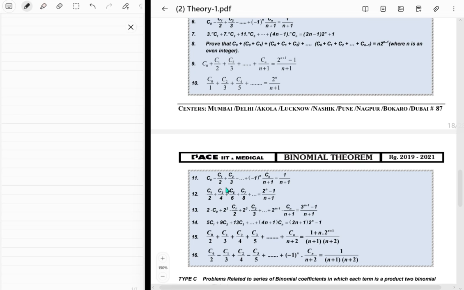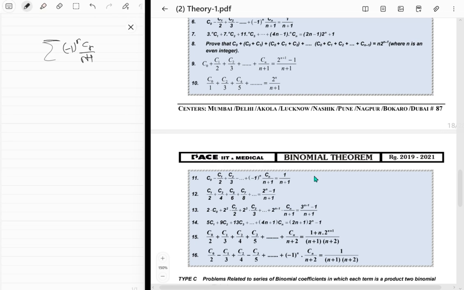C0 minus C1 upon 2 plus C2 upon 3 all the way till negative 1 power n times Cn upon n plus 1. So you've got this alternating series, right? What we are looking for is summation of negative 1 power r CR upon r plus 1. You can guess what's going to happen, right? Of course, we'll just integrate this whole thing.